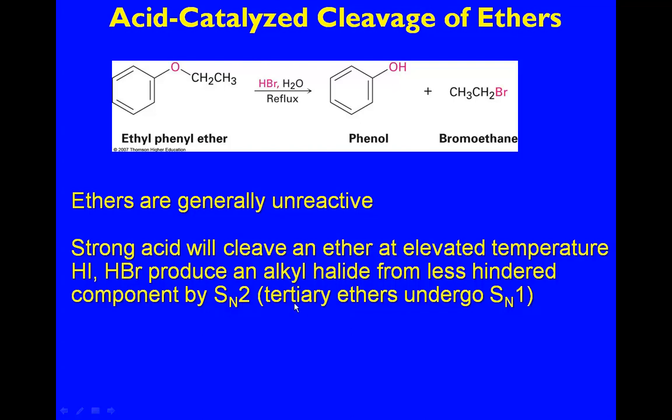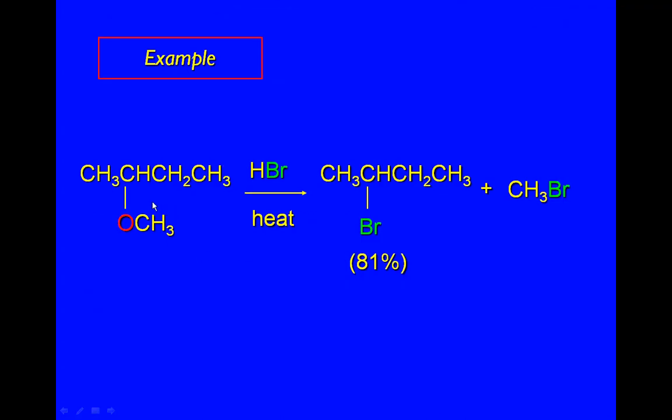If you have tertiary ethers, you would undergo an SN1 reaction, right? So here is an ether where you have a primary alkyl group on one side and a secondary alkyl group on the other side. You are using HBr, so HBr would attack the methyl group and cleave this ether bond. It would become an alcohol on this side, but since you have an excess of HBr, that alcohol in turn becomes a bromide, so you get two bromides.